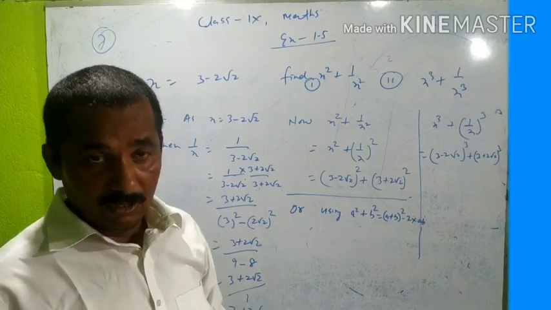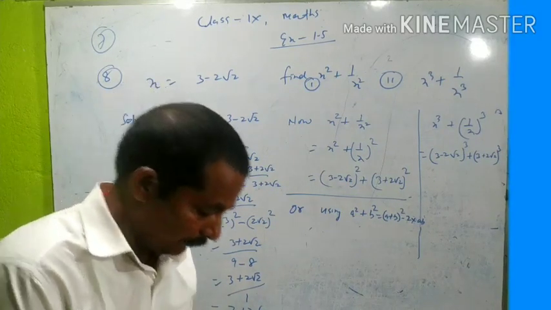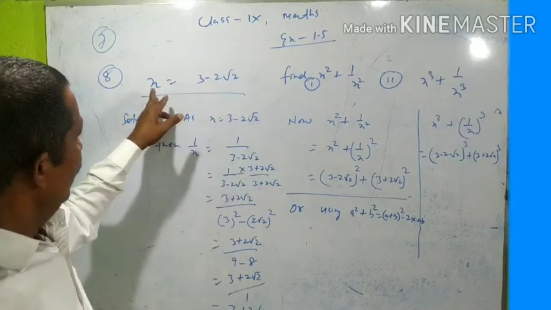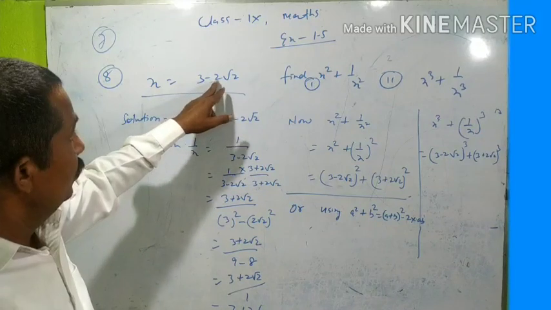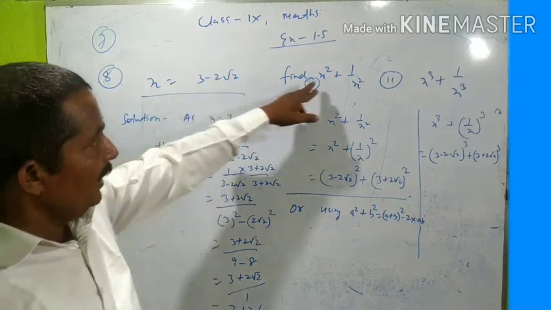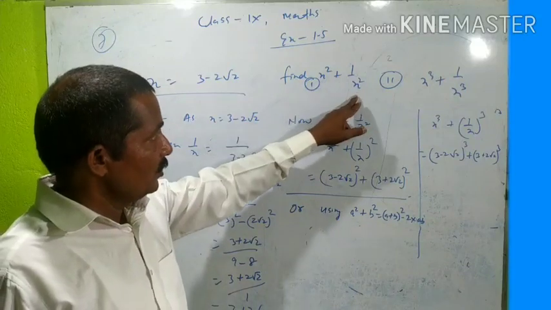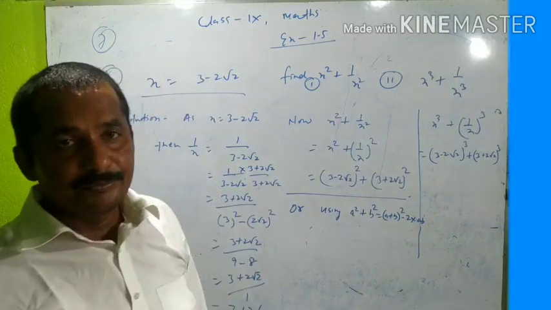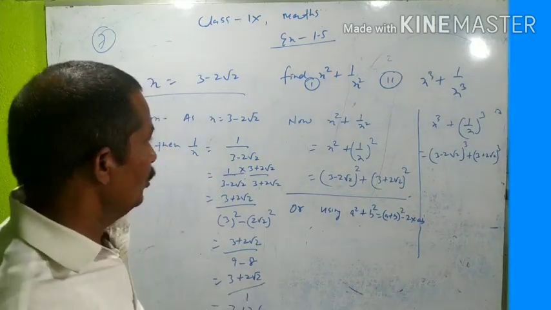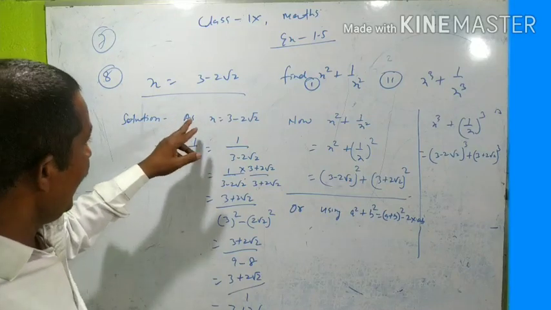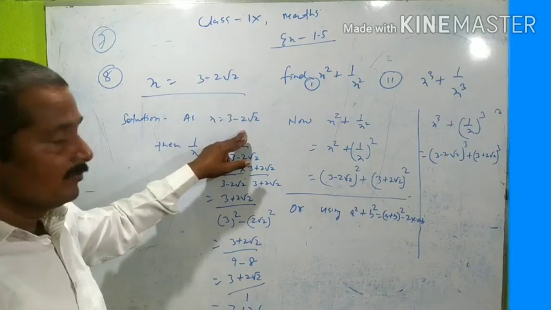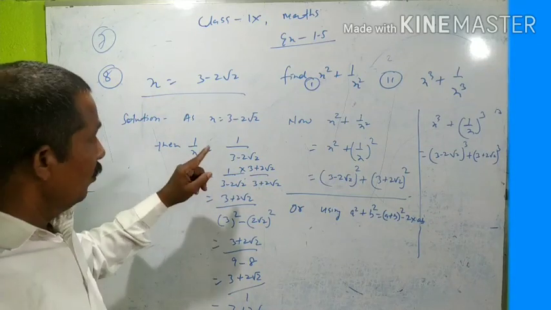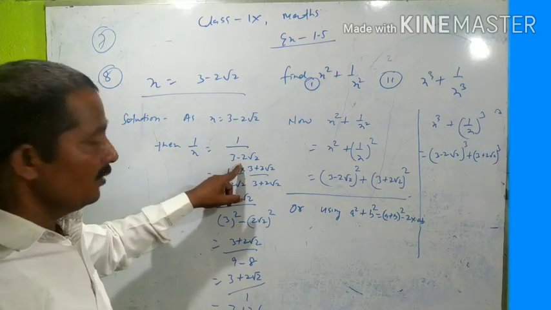Question number 8. I have written it here now. If x is equal to 3 minus 2 root 2, find x square plus 1 by x square, and second, x cubed plus 1 by x cubed. How will you solve it? Try to understand the process. Solution: as x is equal to this, you will find 1 by x. 1 by x means 1 by this number.